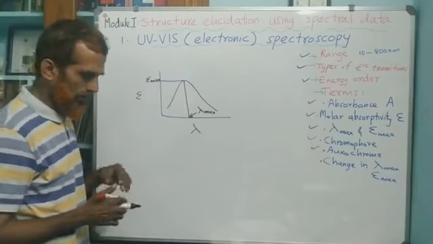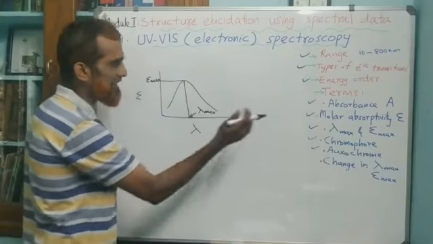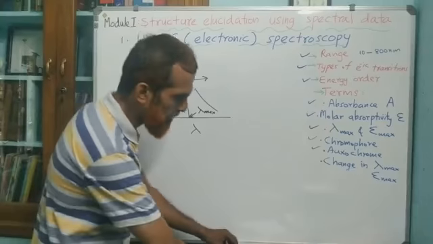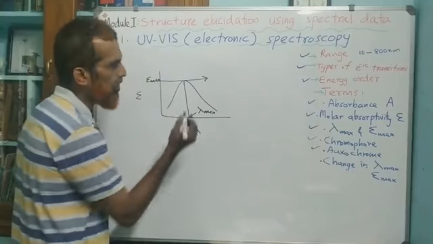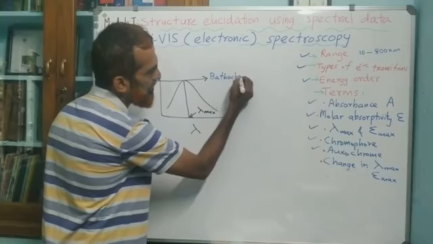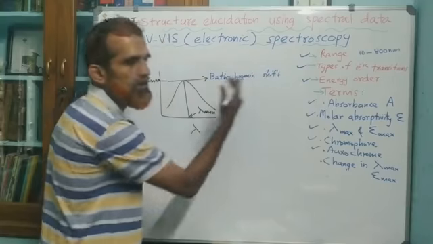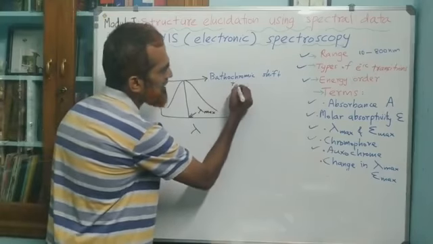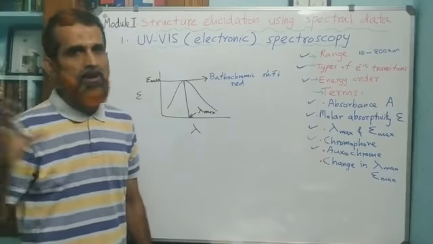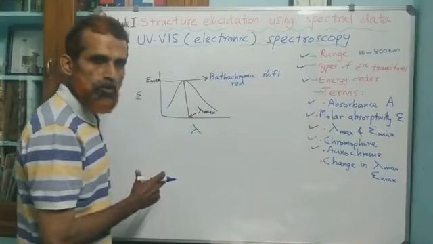Then we use some operational terms. If lambda max of a compound increases, that means you are moving in this direction, right? Then that phenomenon is called Bathochromic Shift. So what is Bathochromic Shift? Change in lambda max to larger value. It is also known as the red shift. Why? In VIBGYOR, visible light, red has the largest wavelength. So to indicate increasing wavelength, we say red shift or Bathochromic shift.